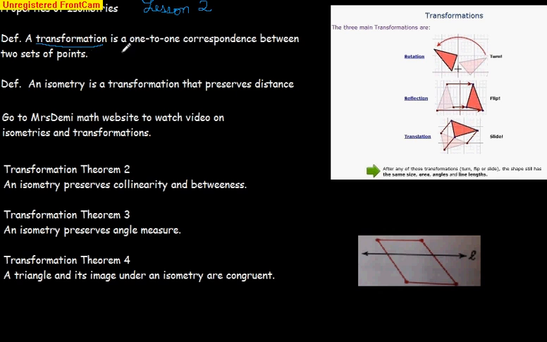So a transformation is a one-to-one correspondence between 2 sets of points. So this point goes with this point, and this point goes with this point. Actually, this is a turn, so this goes with this goes with this goes with this. That's what a transformation is. Now, a specific type of transformation is called an isometry. It's a transformation that preserves distance.